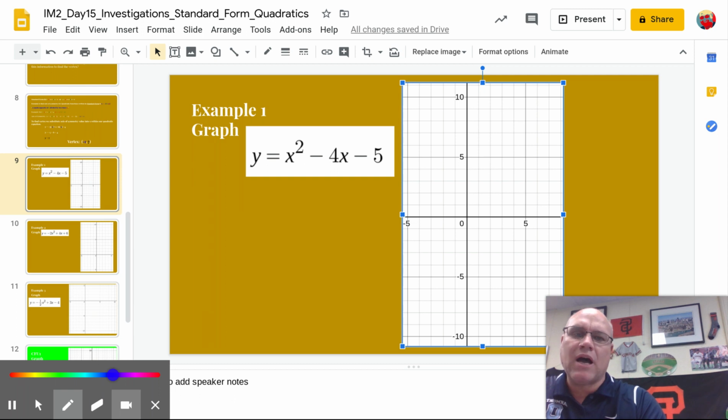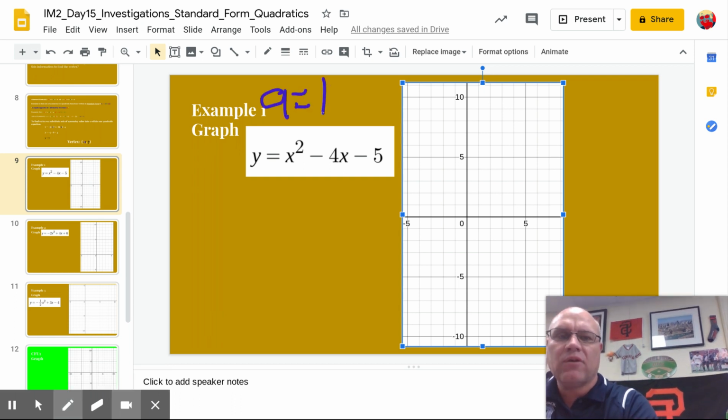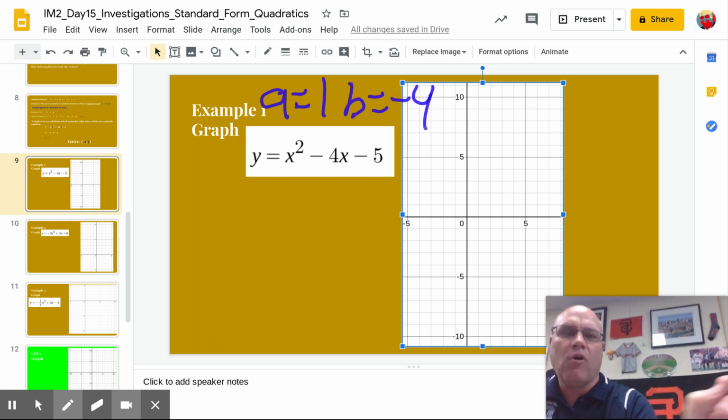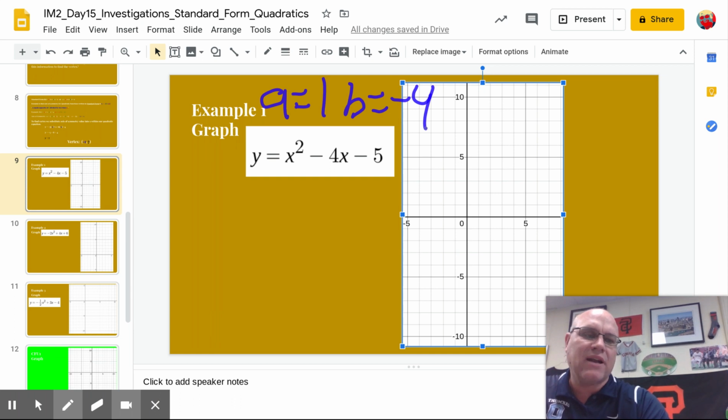Going to graph a parabola given standard form. So standard form is y equals ax squared plus bx plus c. So in our example here, a equals 1, b equals -4, c equals -5. We don't need that today, but in the future we will.